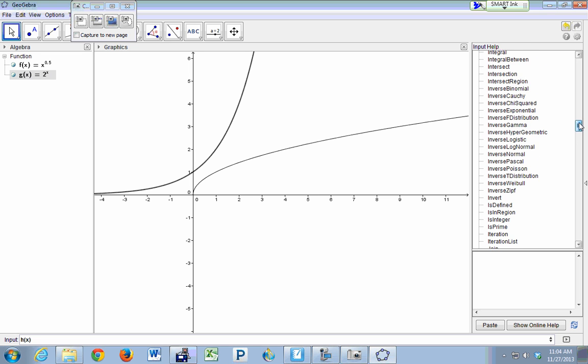Inverse normal, inverse gamma, no? I'll have to check that out. Wonder how you graph a log function. Wonder if you could put g inverse in or anything like that. Let's try that. This is just a guess, folks. I don't know if this will work, if it recognizes that notation.